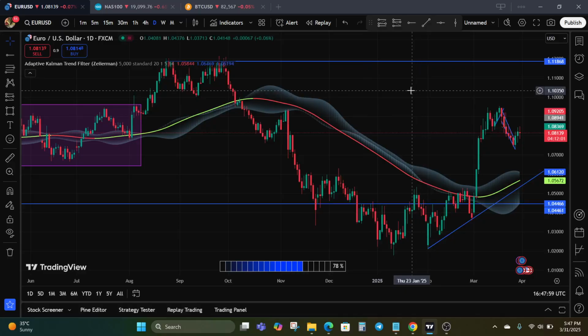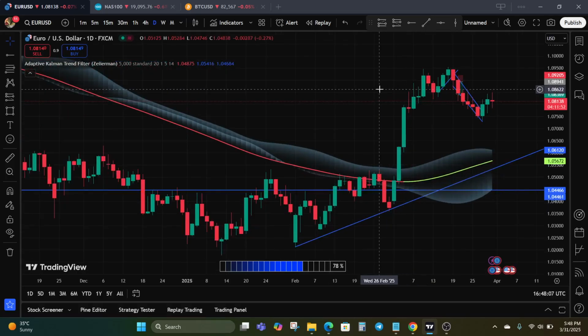The Adaptive Kalman Trend Filter is an incredibly accurate tool for generating buy and sell signals while filtering out noise. However, the accuracy is limited, because there is no indicator out there that's 100% accurate. So it's important to take note of that. The indicator is not foolproof. Meanwhile, when used correctly, it provides a clear advantage in trend trading.